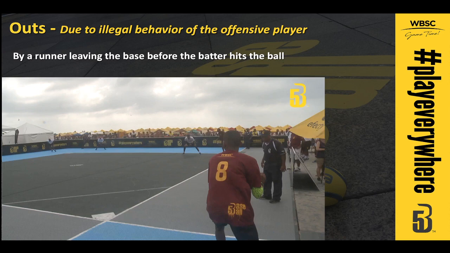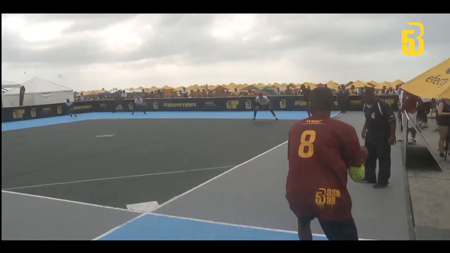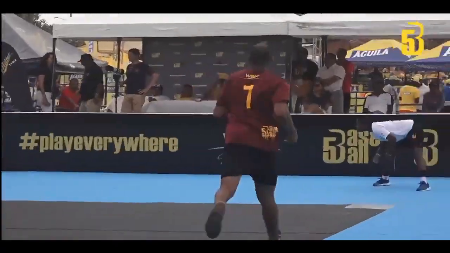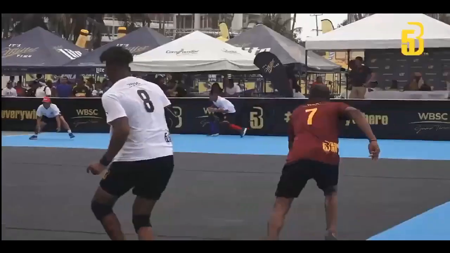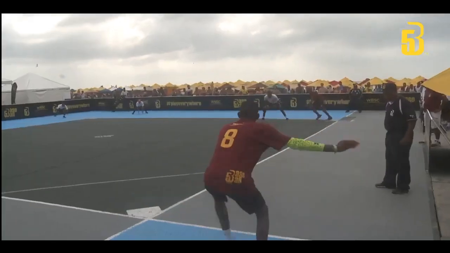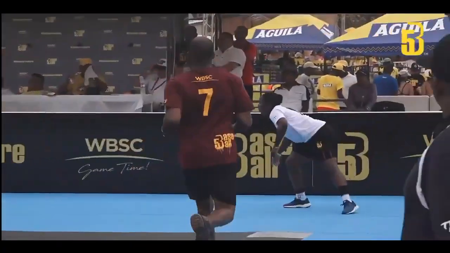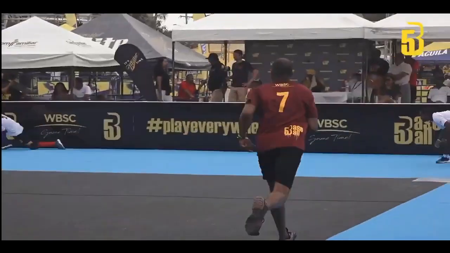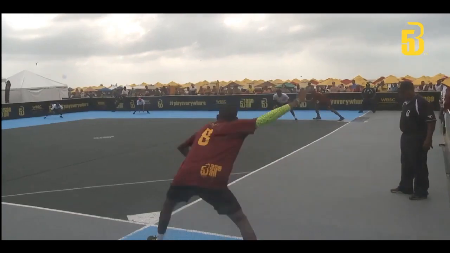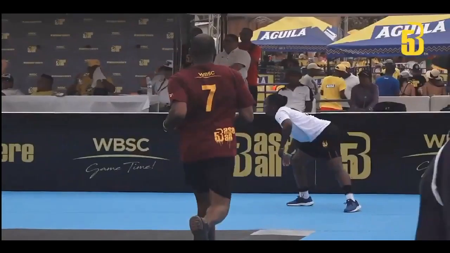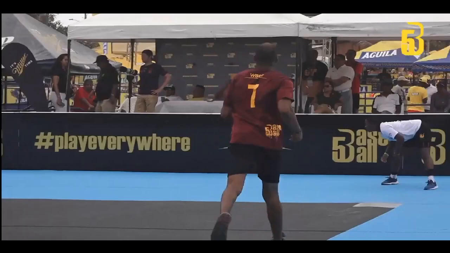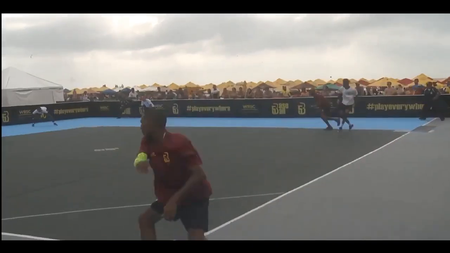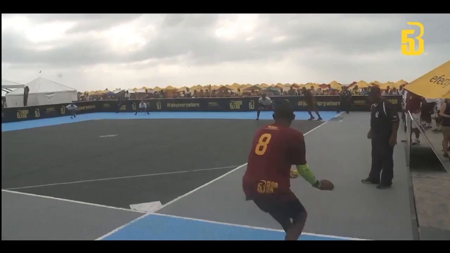Yet another way an offensive player, and in this case a base runner, can eliminate themselves is by leaving the base before the ball is hit. So the runner on first base actually left the base before the batter had hit the ball. It's a matter of a second, a split second even. But you saw the feet going with the runner at first on the right-hand side of your screen before the ball's hit. That base runner is out for leaving early.